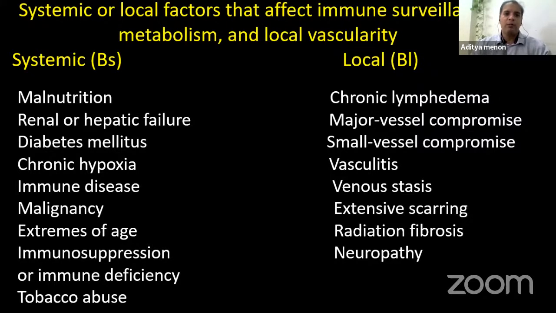Now, BS, on the left-hand side of the screen, would see systemic issues like malnutrition, diabetes, which is very commonly seen, malignancy, extremes of age, or immunosuppression, along with tobacco abuse. So the minute a patient has oral tobacco or smokes or has pan with tobacco, it gets classified as a systemic compromise. Local compromise would be chronic lymphedema, major vessel issue, or a small vessel issue like you would see in a diabetic microangiopathy, vasculitis, venous vessel issues, extensive scarring, and neuropathy.